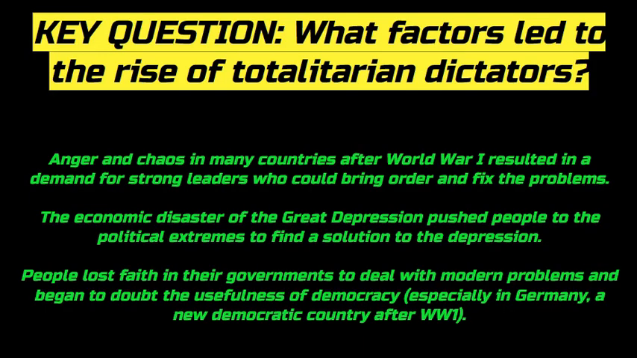What factors led to the rise of totalitarian dictators? Anger and chaos in many countries after World War I resulted in a demand for strong leaders who could bring order and fix the problems. The economic disaster of the Great Depression pushed people to the political extremes to find a solution to the Depression. People lost faith in their governments to deal with modern problems and began to doubt the usefulness of democracy, especially in Germany, a new democratic country after World War I.